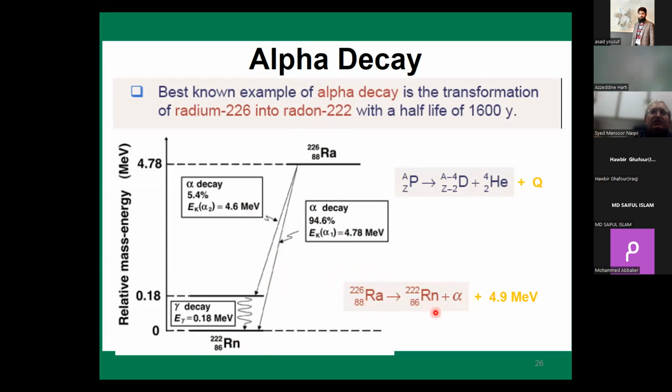Radium is changed to radon, and this is in fact the major difference. That is why we call it a transmutation process, because the isotope is changed. Radium with 88 protons is changed to radon with 86, with some emission of the energy Q, which is 4.9 here.